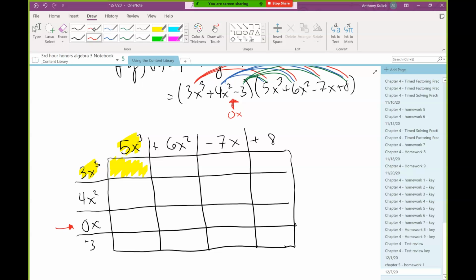Reminder, when we multiply two monomials together, we multiply their coefficients. So 3 times 5 is 15. And then we add the exponents. So 3 plus 3 is x to the 6th. And then I'm just going to continue doing this for each box in my grid. So 18x to the 5th, negative 21x to the 4th, 24x to the 3rd, and so on.